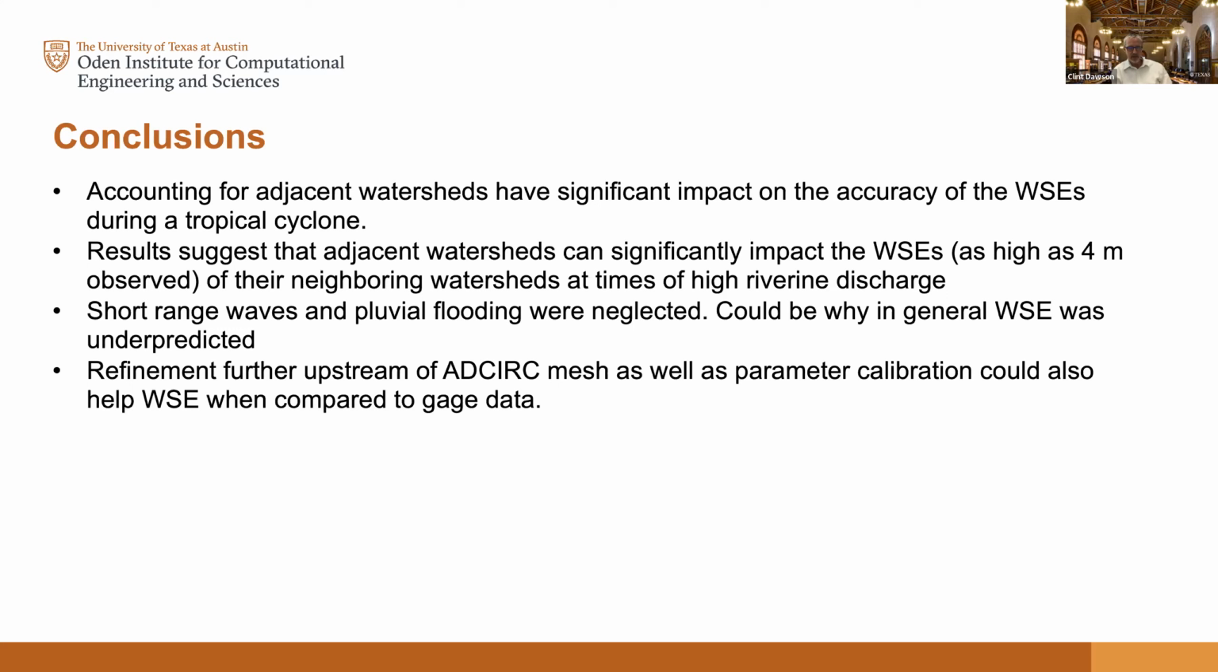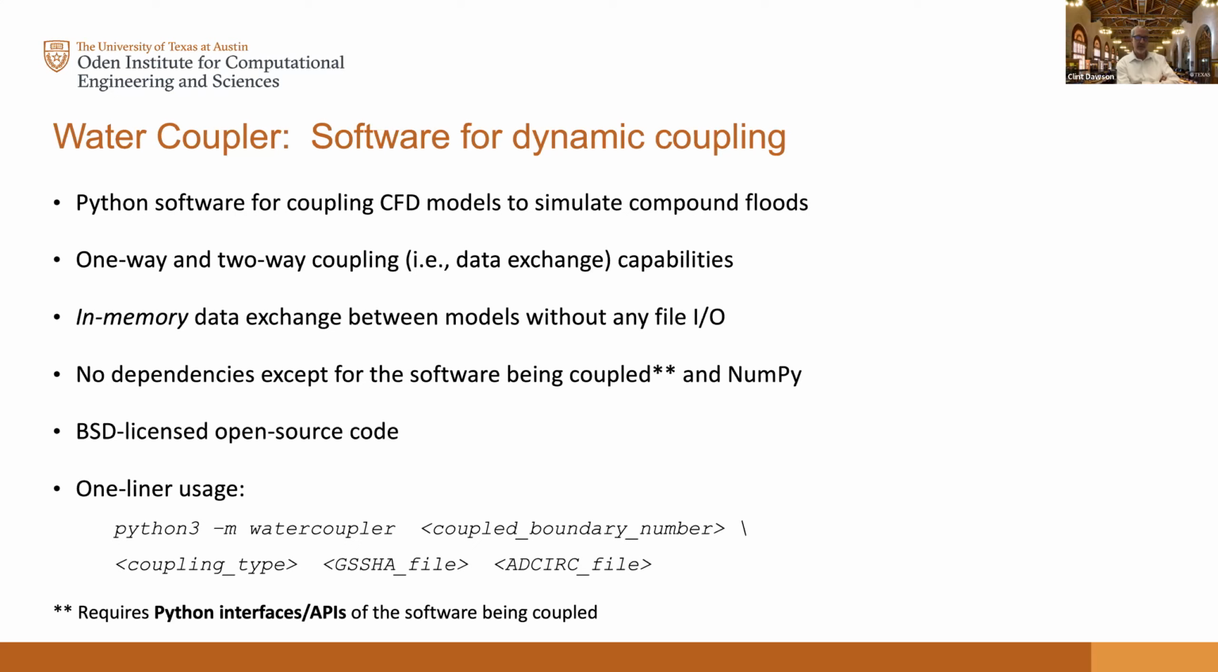So after this project ended, we started looking at how we can couple these codes more effectively rather than just running them in one-way coupled mode. Gajanan Chowdhury, who was my student at the time, developed some software using Python where he can couple different CFD models. It has the capability to do both one-way and two-way coupling, and the data exchange is in memory. So we're not doing file exchanges.